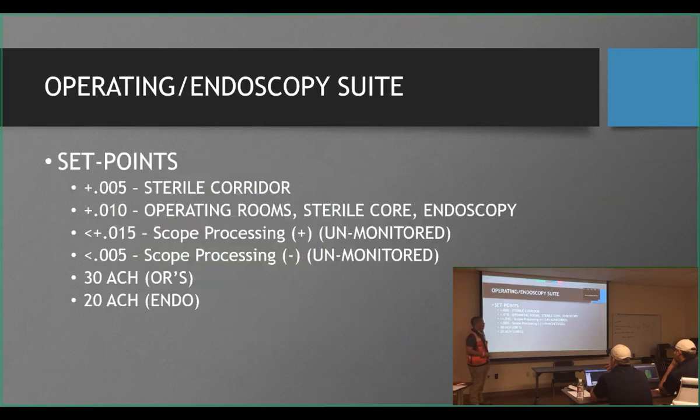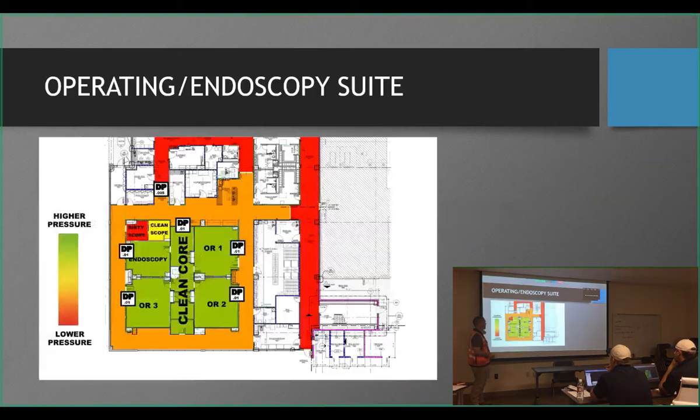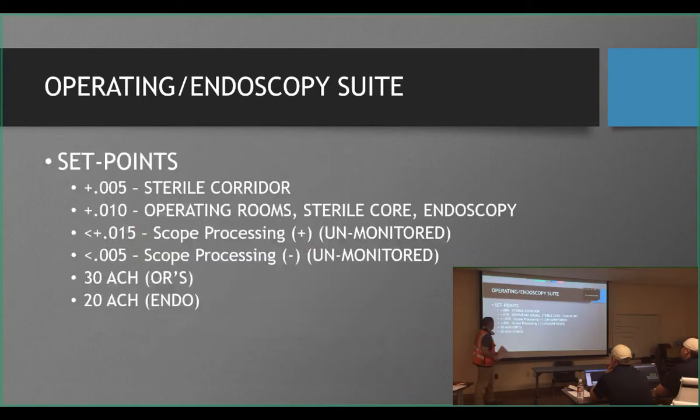0.01 is the operating rooms, the sterile core, and the endoscopy suite. That's this green area. Everything here is a 0.01 offset to the adjacent area. If you go to the monitors that exist at all of these doors, they should be maintaining a 0.01 offset. And that's inches of water column. Then the scope processing, both positive and negative.